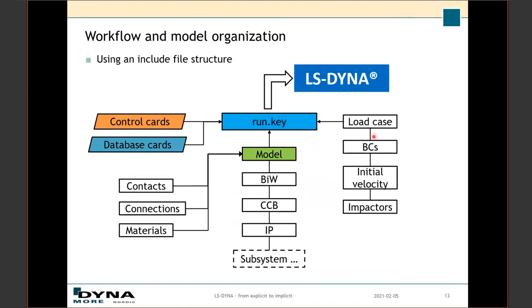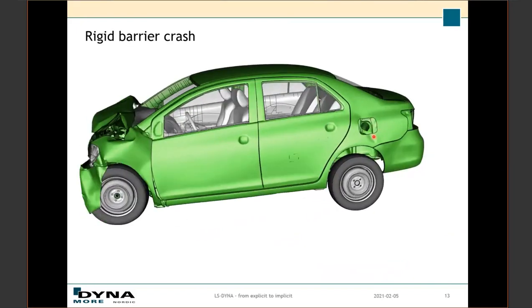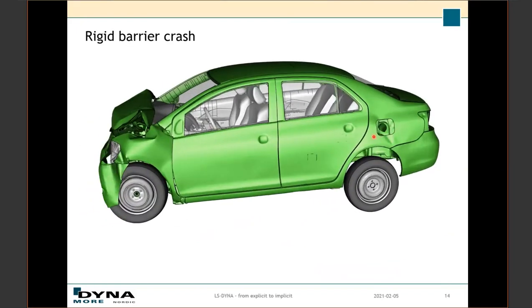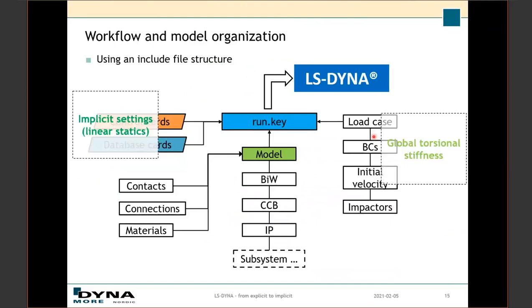So then ideally, if you have explicit settings, the load case is a rigid barrier car crash, and your model does this for you. It's smashed into the barrier using explicit. And with minimal modifications, you have implicit settings, implicit control cards, and another load case. This is global torsional stiffness of the car.